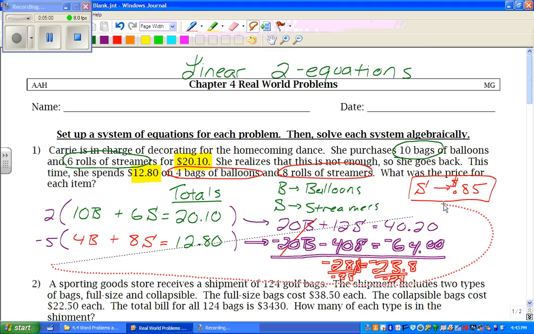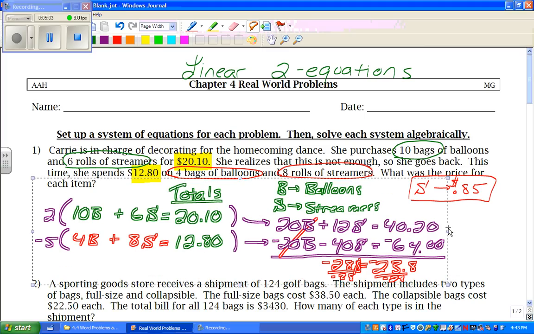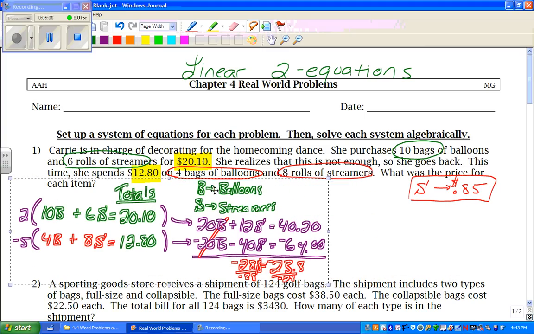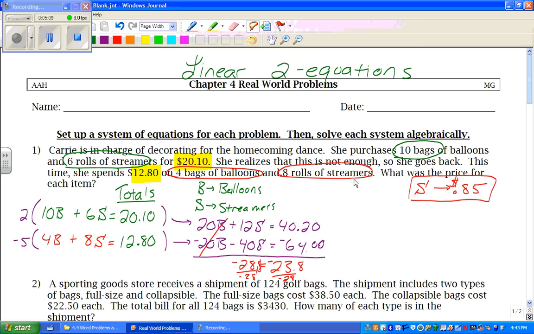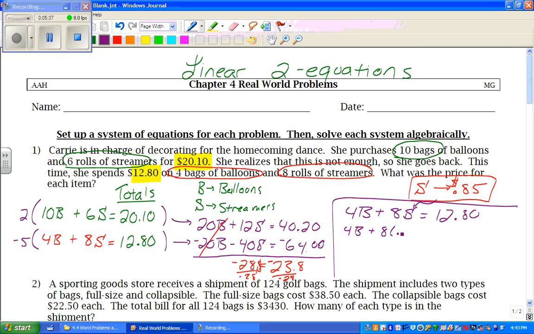All right, let me move some things around so I can make a little more space. There we go. Okay, so we know that the streamers cost 85 cents each. Now we've got to figure out how much the balloons cost. You can use either of your original equations. I'm going to use the second equation: 4B plus 8S equals $12.80. And I'm going to plug the 85 cents in for S. So 4B plus 8 times 0.85 equals 12.80.